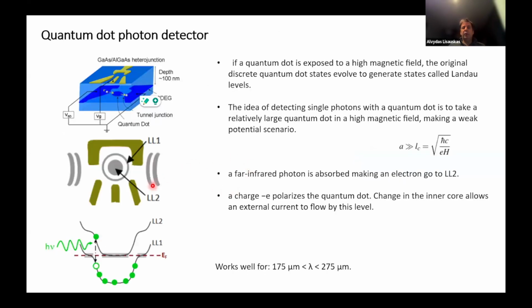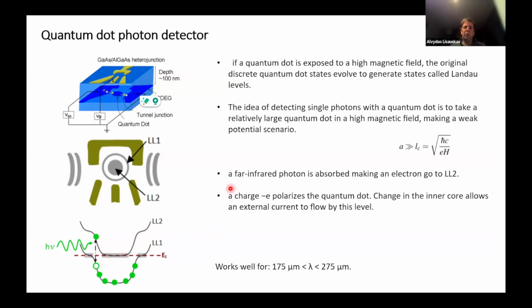How can it be done? This quantum photon detector is typically made from gallium arsenide, aluminum gallium arsenide heterojunctions. One can create a quantum dot by two things: by depleting carriers here, going to very low temperatures, and then adding a magnetic field to create splitting of Landau states. Then the current flows very well if the carriers are in the second Landau state, while they are immobilized if they are in the first Landau state.